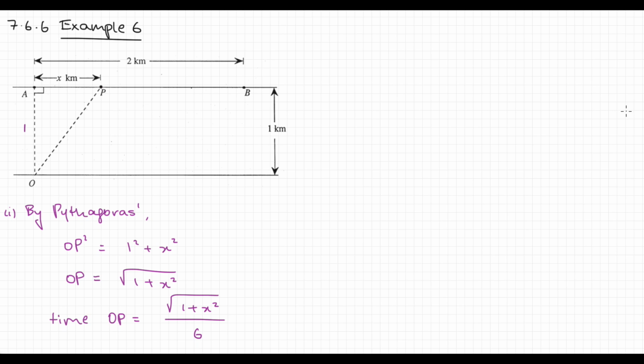Now, when she wants to go from P to B, take note that from A to B, that's going to be 2 kilometers. If the distance from A to P represents X, then the distance from P to B is going to be the difference between them, so that's going to be 2 minus X. So the distance from P to B is equal to 2 minus X, which means that the time it takes for her to jog from P to B is equal to the distance 2 minus X divided by how far she can jog, and we know that she can jog at 10 kilometers per hour.